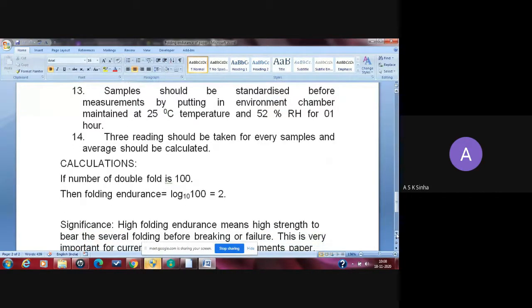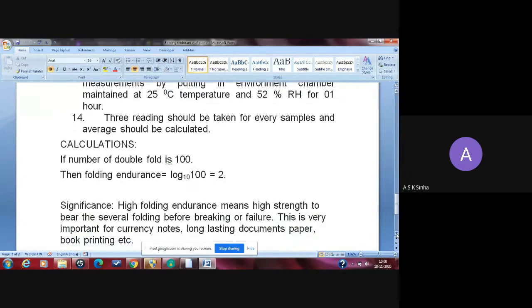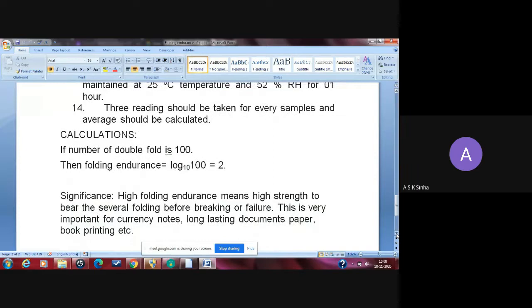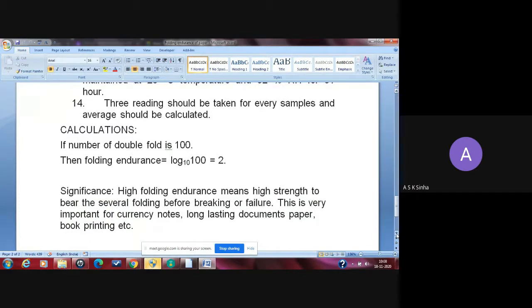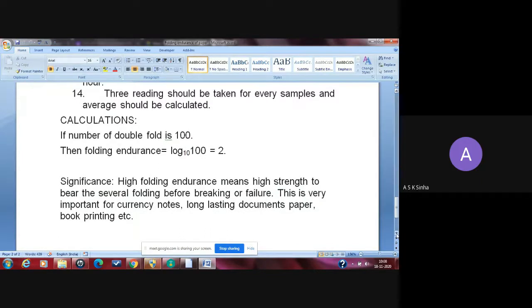The 13th step is that the samples should be standardized before the measurement by putting them in an environment chamber. This chamber should be maintained at a temperature of 25 degrees Celsius. And relative humidity is again very important. You have to maintain the relative humidity as per the standard, which is 50 plus or minus 2. Generally, it is maintained at 52% relative humidity.